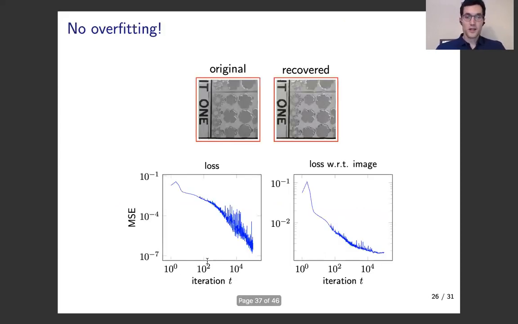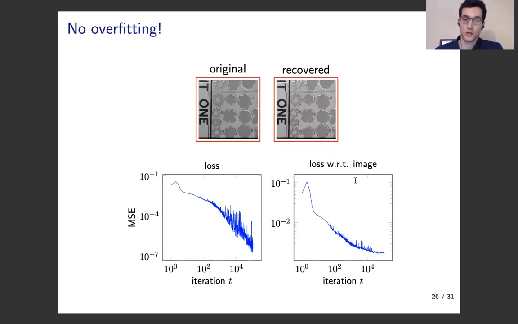Now what happens is the following. There's no overfitting. We again have a very over-parameterized model, and we minimize this loss. What you can see here is 10 to the power of -7, so that's essentially where the network converged. It's super small. So essentially we fit our measurement perfectly, but yet the network doesn't overfit at all.